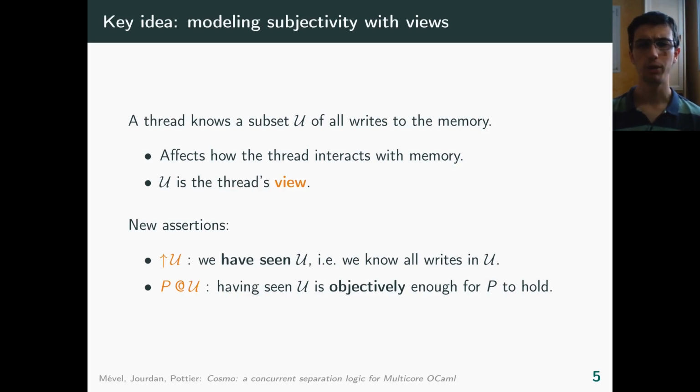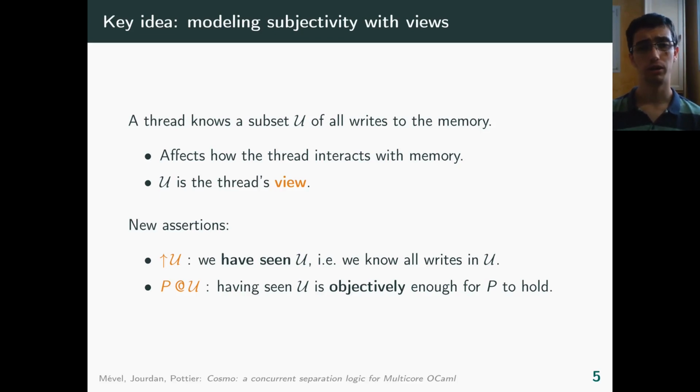Now we want to manipulate these views from the logic. And for that, we add new kinds of assertions. The first new kind of assertion is ↑u, where u is a view. We pronounce it as "we have seen u", and it means that the current thread knows all writes in u, so it is an assertion about the current view of the thread. And the second new assertion is P at u, where P is an assertion and u is a view. It means that P holds in the eyes of any thread which has seen u.